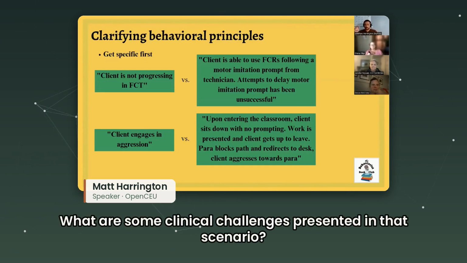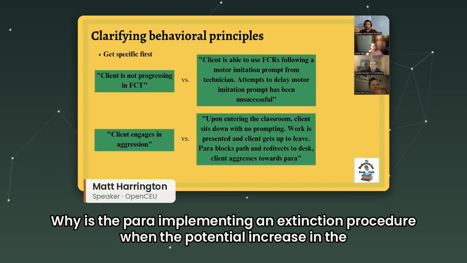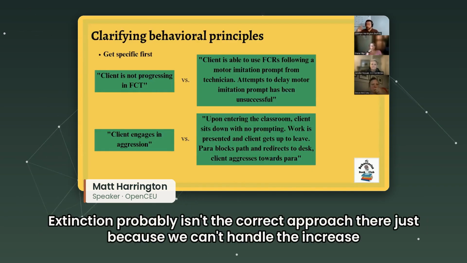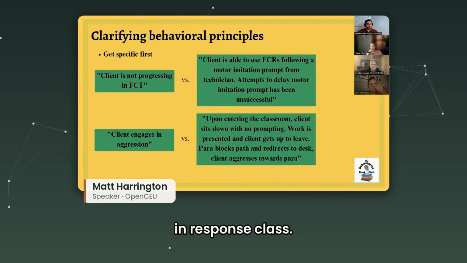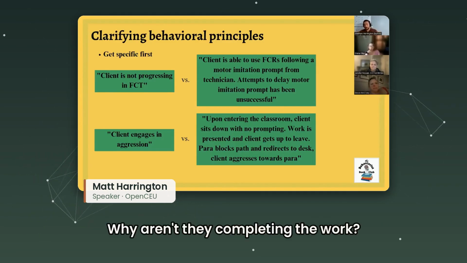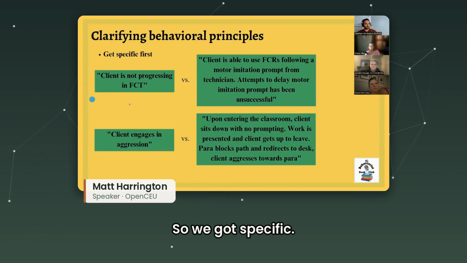What are some clinical challenges presented in that scenario? Well, it could be a teaching aspect of the para. Why is the para implementing an extinction procedure when the potential increase in the response class is too significant to be handled in that environment? Extinction probably isn't the correct approach there just because we can't handle the increase in response class. What about the toleration skills of the learner? Why aren't they completing the work? What's the ABC associated with that?